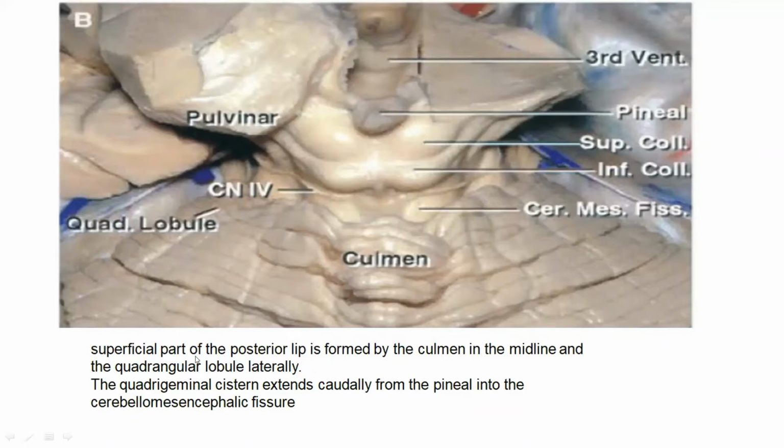You could also see in this diagram the superficial part of the posterior lip. This is the posterior lip, which is formed by the culmen in the midline and the quadrangular lobule laterally. And here you could see that this is the quadrigeminal cistern, which extends caudally from the pineal gland into the cerebellomesencephalic fissure.